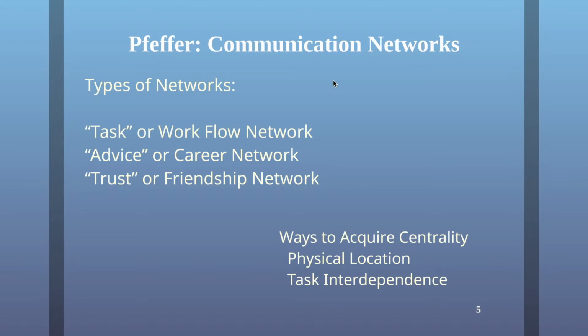Another way to acquire centrality is through task interdependence. This connects back to connectedness. The more interdependent tasks are, the more connectedness an individual will have, because there will be more activity. Closeness will also be increased when tasks are interdependent with each other. These are just two suggestions, two different avenues to create those three different components of centrality: betweenness, connectedness, and closeness.